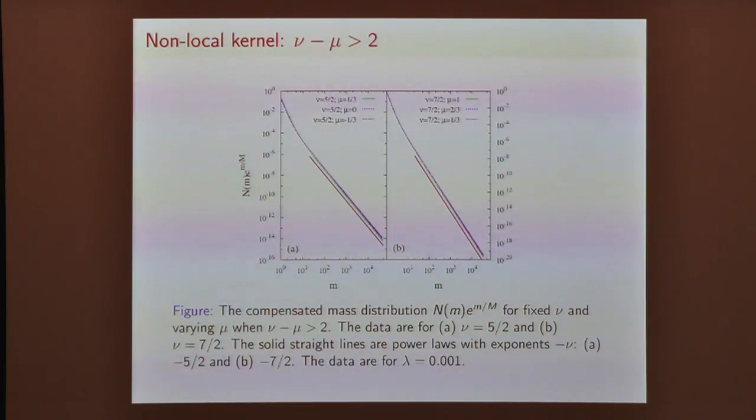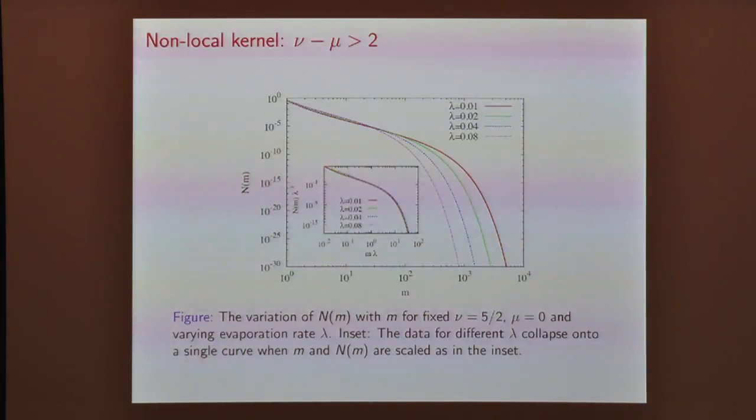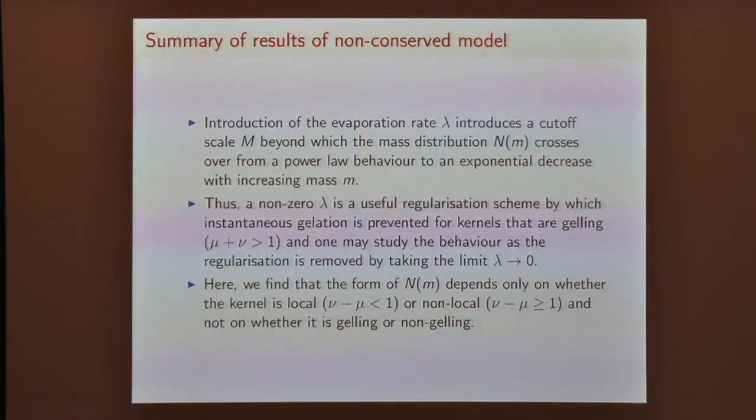And for the non-local kernel, when nu minus mu is greater than 2, the main finding is that the exponents here correspond to the addition model. The addition model I mentioned, for that we have an exact solution. So the exponents here for nu minus mu greater than 2 correspond to the exponents in the addition model. And there is a data collapse also for this model.